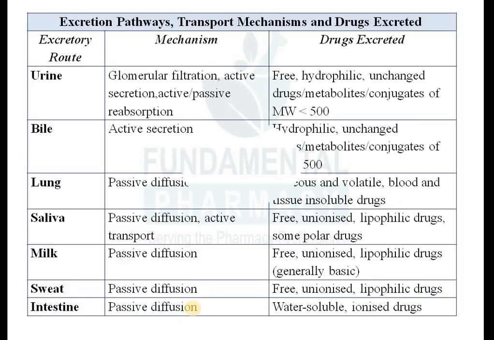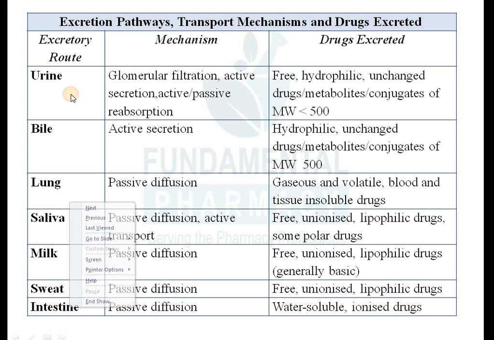We will see the next. Here are the excretion pathways and transport mechanisms. Here we have different routes for excretion. Just as there are different routes for absorption, there are different routes for excretion. All excretion routes are urine, bile, lungs, saliva, milk, sweat, and intestine.